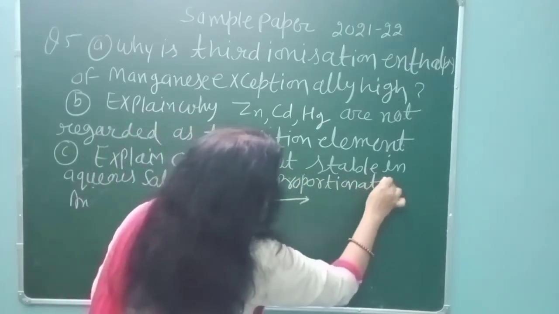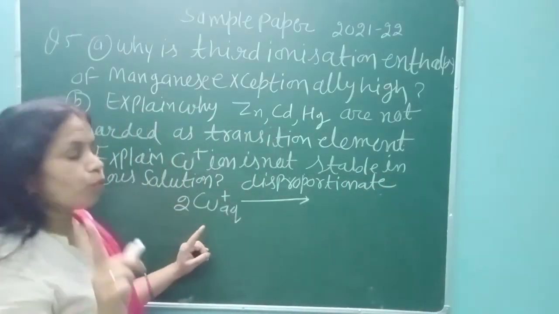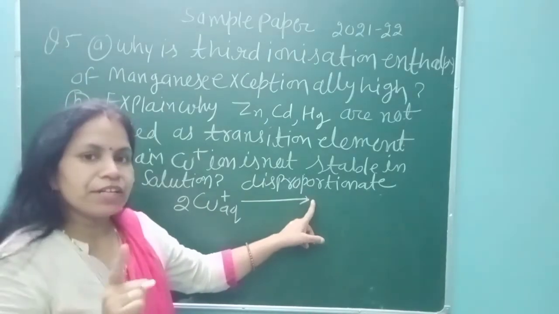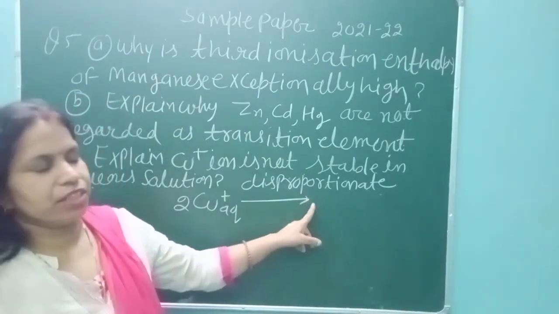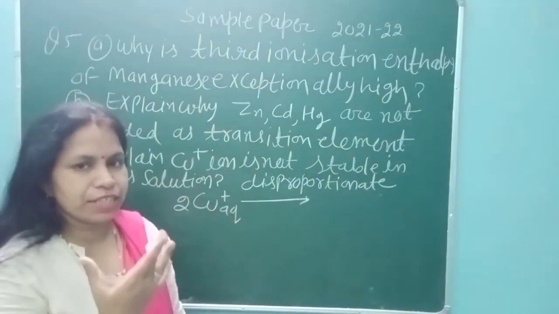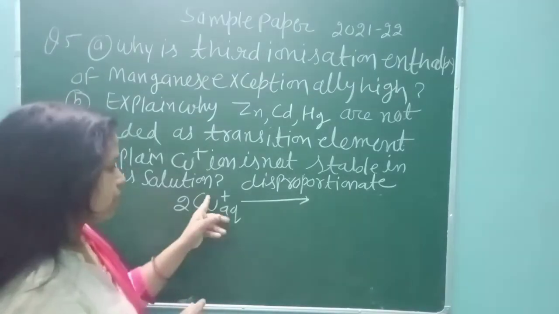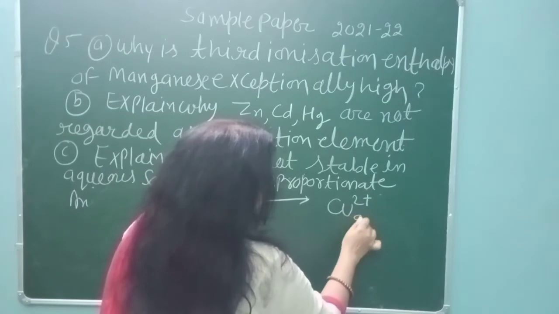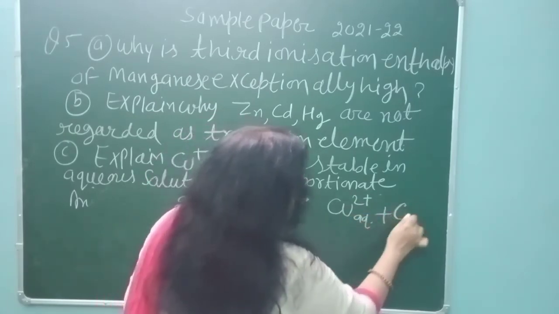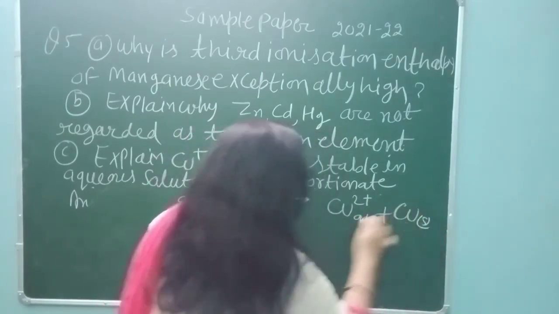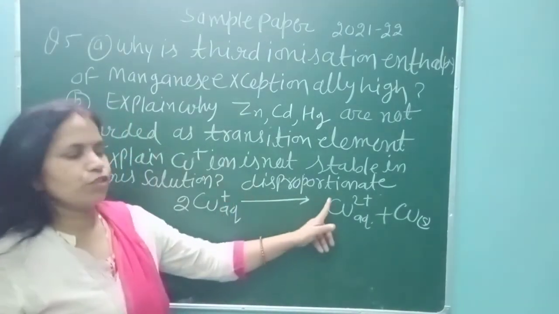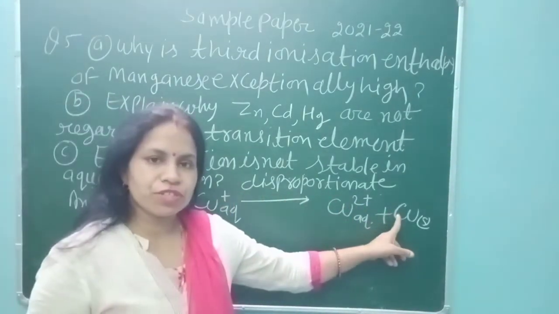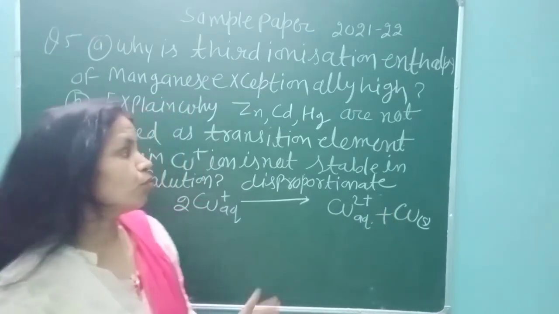So what is the meaning of disproportionate? One element, one metal, is oxidized and reduced simultaneously. It means oxidation and reduction take place simultaneously. This is a redox reaction. It converts into Cu2 plus in aqueous solution and also into solid Cu. Plus 1 converts into plus 2, oxidation takes place. Plus 1 converts into 0 oxidation state, reduction takes place. So why is it possible?